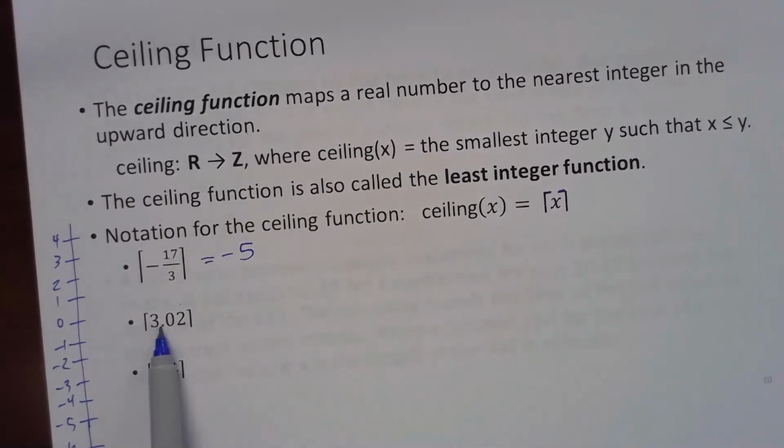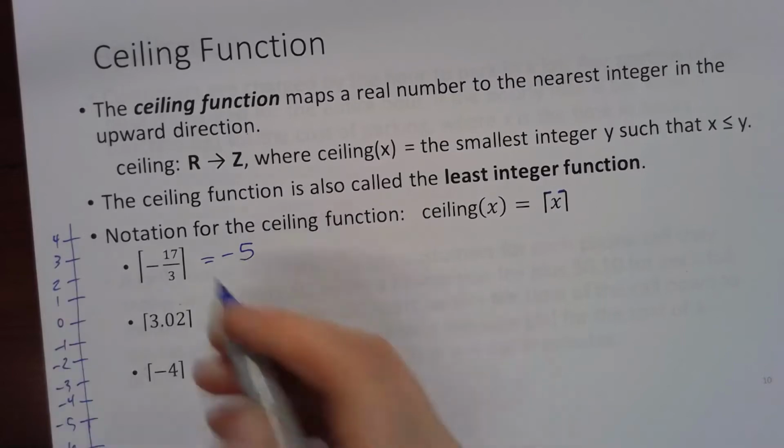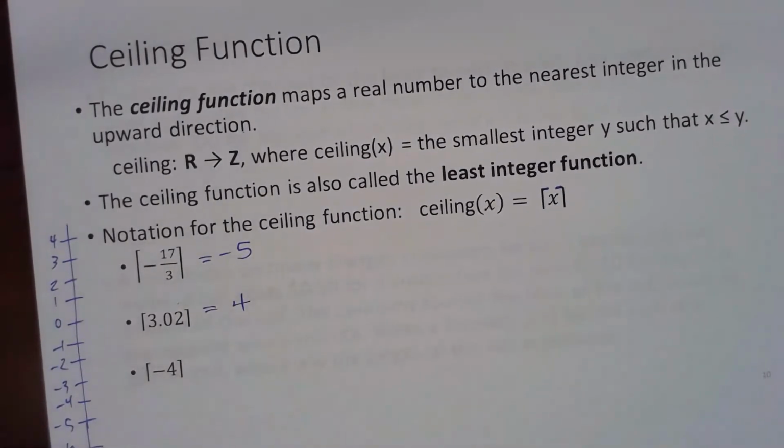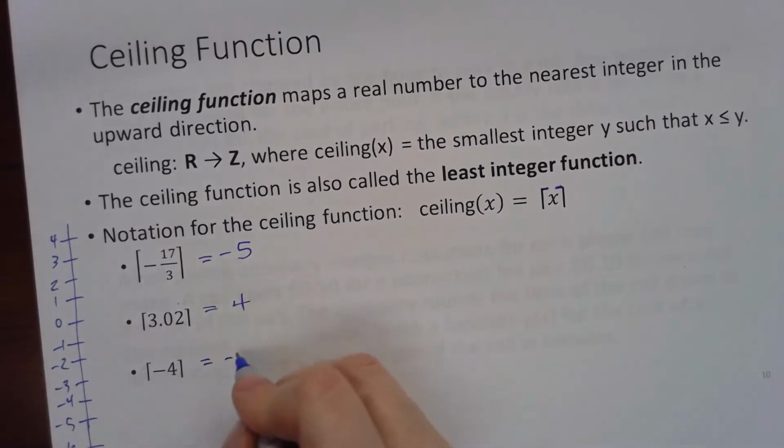If I'm at 3.02, well, here's 3.02. It's just right after 3. The ceiling says I'm going to go up until I find an integer. So I go up, and the first integer I find is 4. So this one is 4. If I'm at negative 4, I'm already at an integer. I don't have to go anywhere to get to an integer. I just stay where I am. So this one is negative 4.